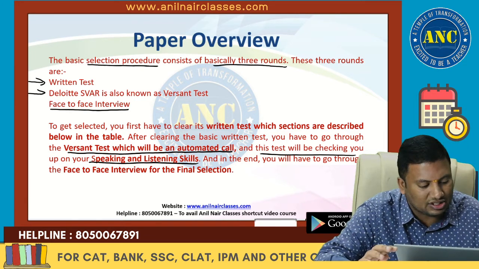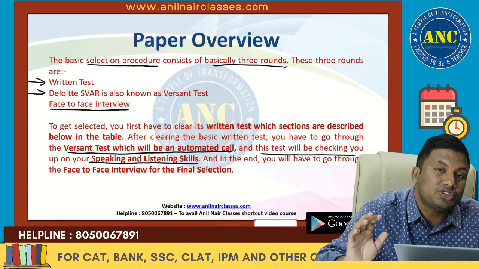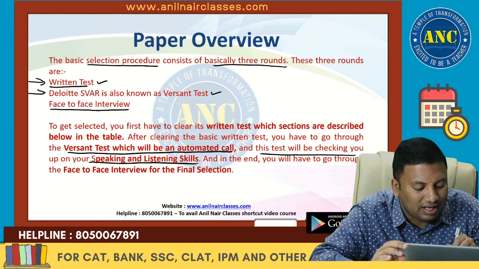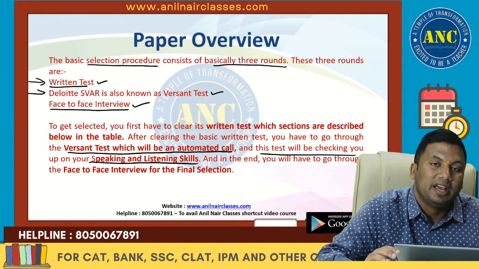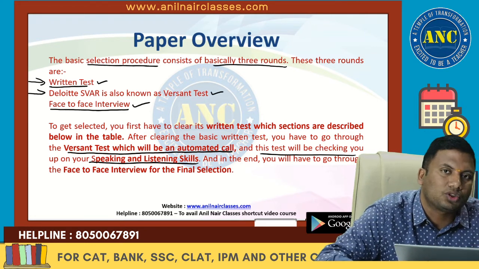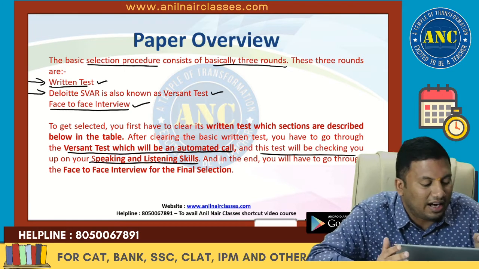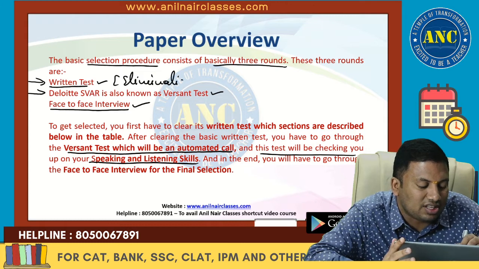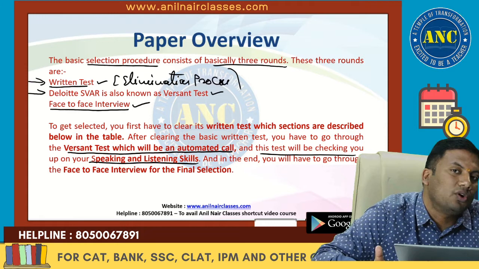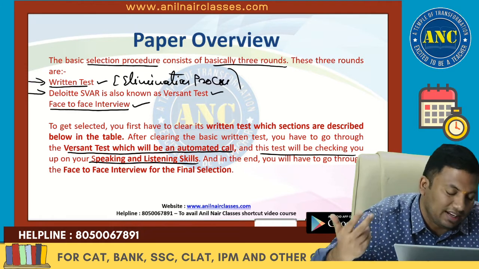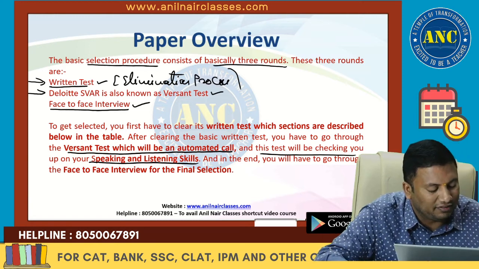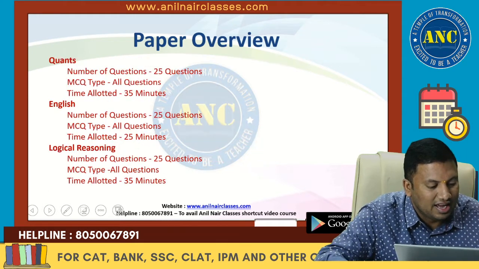Now in the written test part, only after you clear the written test are you eligible for the other tests. It is not like everybody can go through these tests. They will conduct an elimination process through the written test. Once the student gets selected in the written test, then they will go to the reading, speaking and listening skills, which is the Versant test. Then it will be a face-to-face test. Now let us look at the written test part.